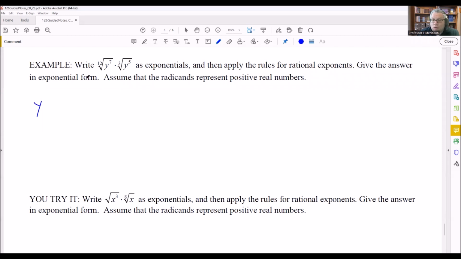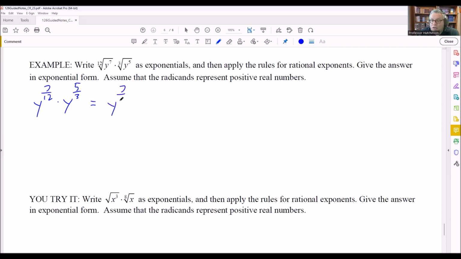So this first one's going to be written as y to the 7/12. We're multiplying this by y to the 5/3. So now we want to apply the rules for rational exponents. Now, the way this works here is if you're multiplying two things that have the same base, then you want to add the exponents. So that's what we're going to do here. We're going to add these together.